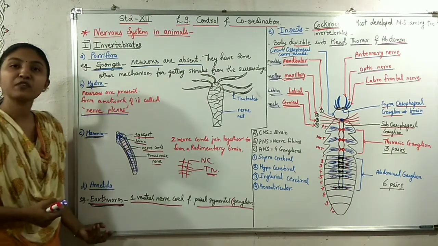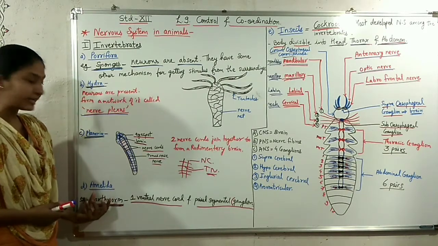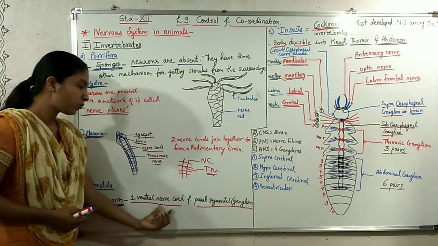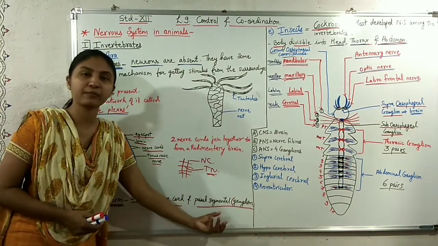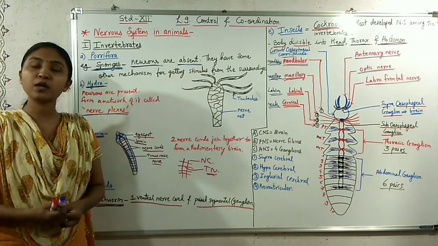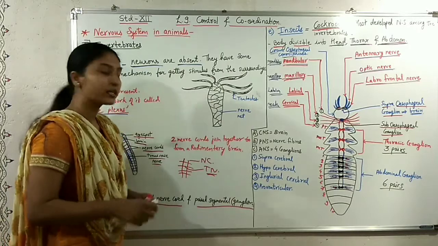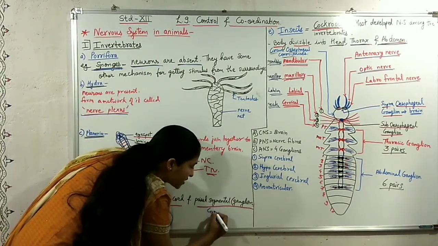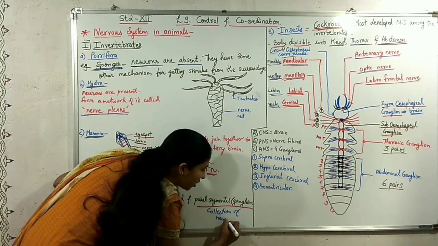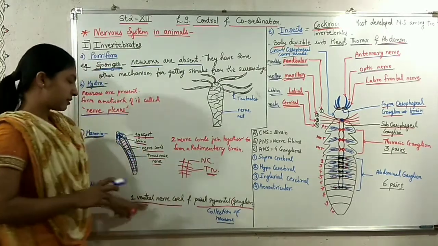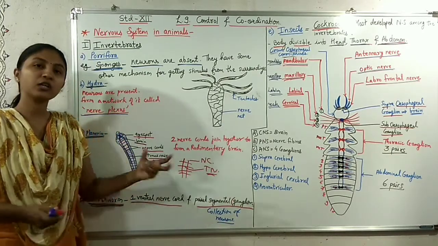The next example that we will see is the earthworm. Earthworm belongs to the phylum Annelida, and in earthworm, one ventral nerve cord is present and a paired segmental ganglion is present, which are responsible for the control and coordination of the body of earthworm. Ganglion means it is a collection of nerve cells or neurons. Collection of neurons is called ganglion.